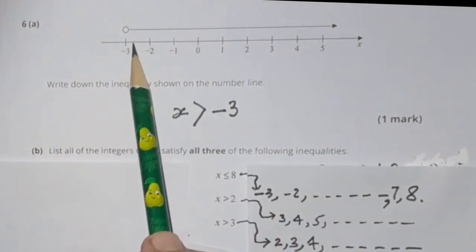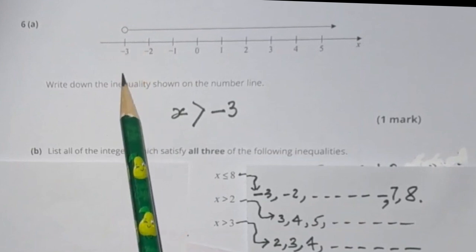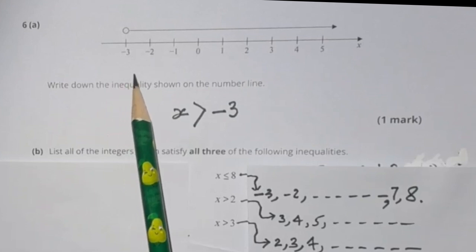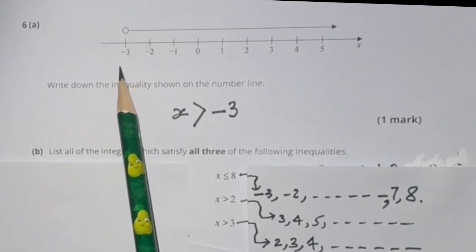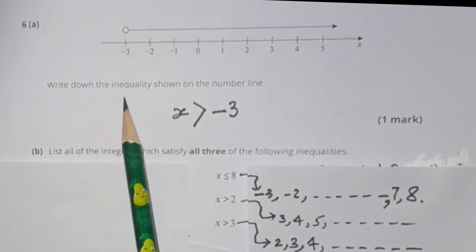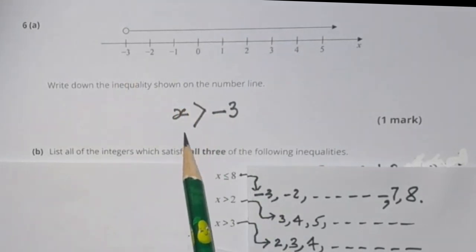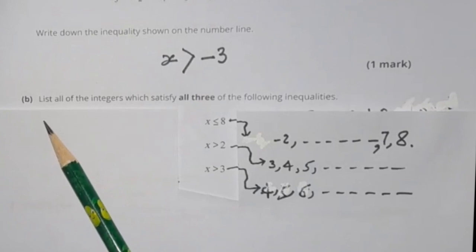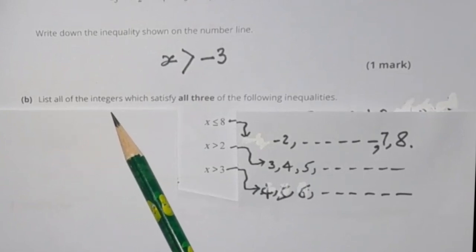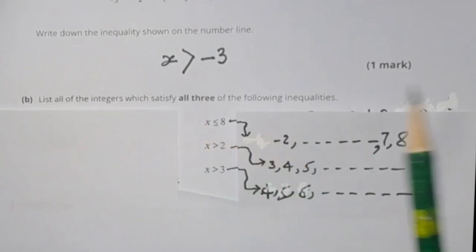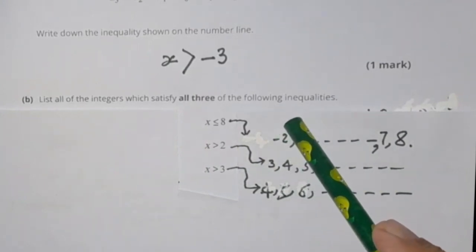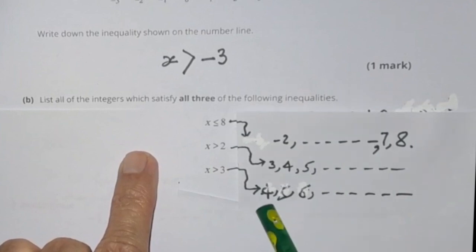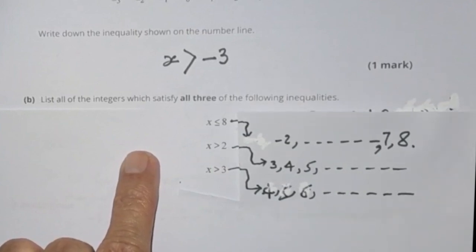This circle is an empty circle, so the line is showing the integers which are greater than -3. So we write down the inequality shown on the number line: x is greater than -3. Part B of the question is asking to list all the integers which satisfy all three of the following inequalities. So I have written them. The integers are 4, 5, 6, and this completes our question.